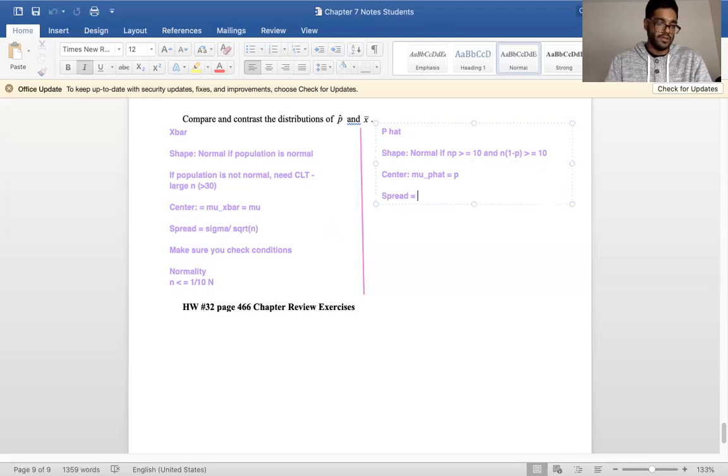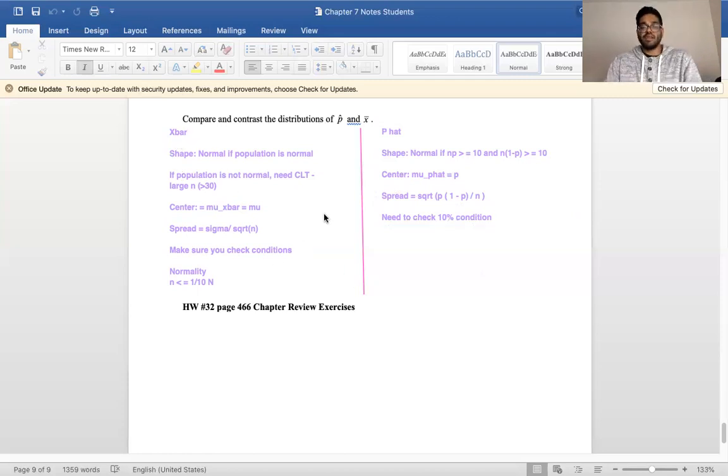Your spread is equal to the square root of p times 1 minus p, all over n. And again, you need to check the 10% condition, which is the last one we checked on the other side. So that's the difference between the two. Keep track of those, and make sure you're reading the problems. Are you talking about proportions? If you're talking about percentages, you're using the p hat side. If you're using means, you're looking at x bar.